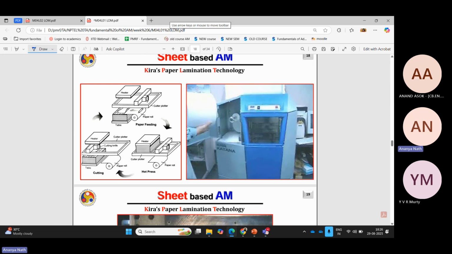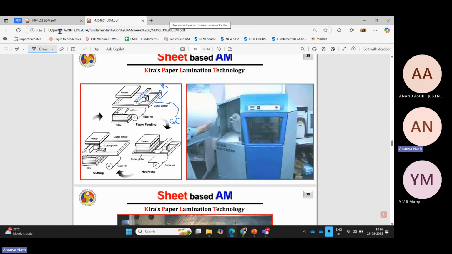So there's a paper roll, there's a heater, and there is a cutter plotter, meaning a frame. This is a frame onto which another frame is mounted, onto which this knife is mounted. This is the knife. The knife is mounted on this frame so that it can be connected to the CNC and you can control the motion of the knife in a very fast and accurate way. That's why this huge portion is there. And this is the heater. Heater means you are just pressing so that two sheets can be joined together.